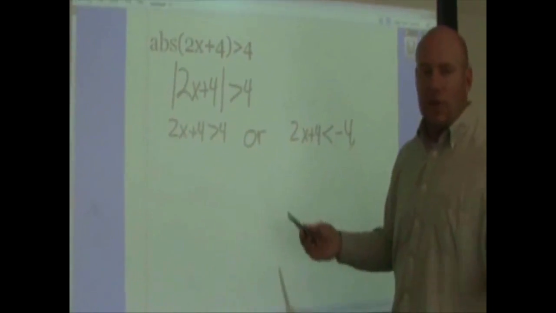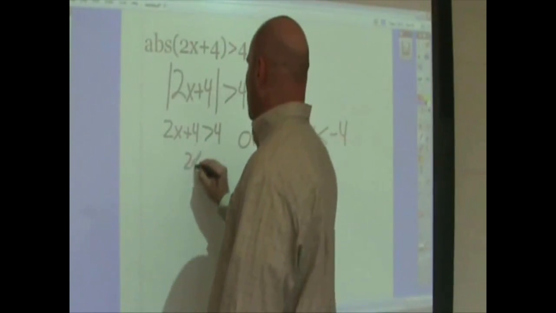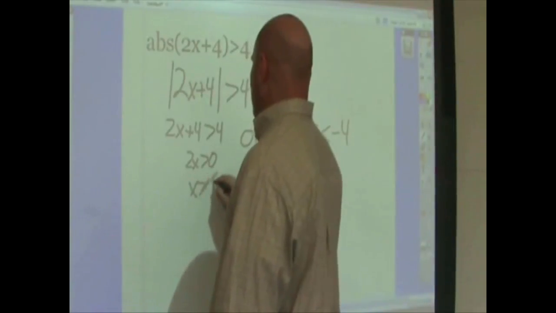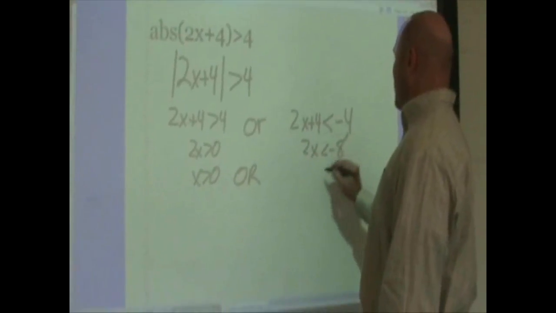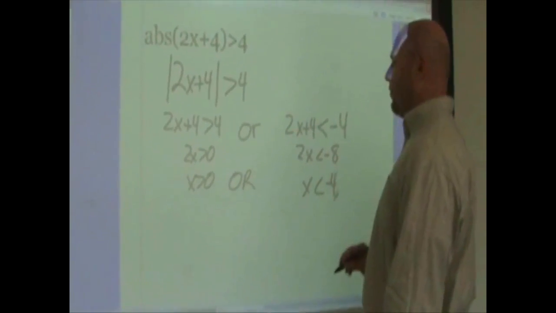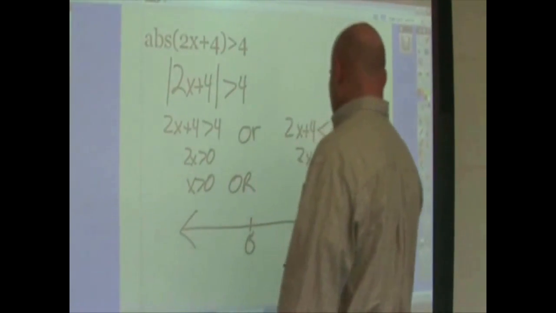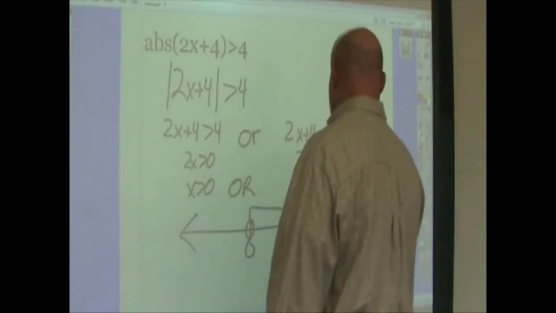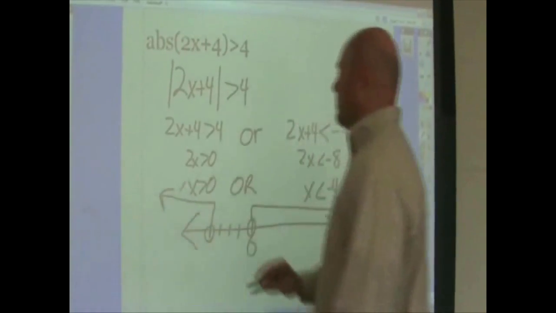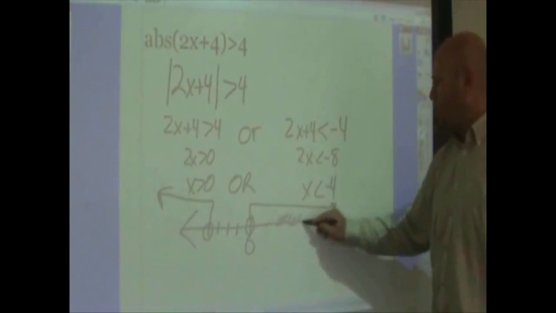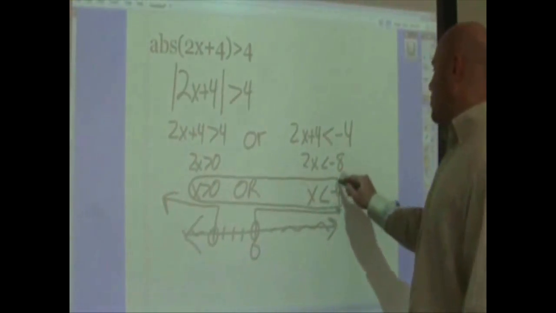Now I solve these and treat it just like a compound inequality. You saw a few minutes ago how to treat a compound inequality. So this is 2x is greater than 0, so x is greater than 0. Or 2x is less than negative 8, so x is less than negative 4. And then the graph of that: with 0 in here, from here up is okay. 1, 2, 3, 4. From here down would be a graph. Because it's an "or", it's all these values and all these values. So this thing turns out to be your solution.